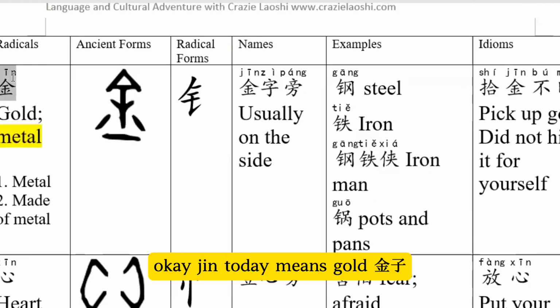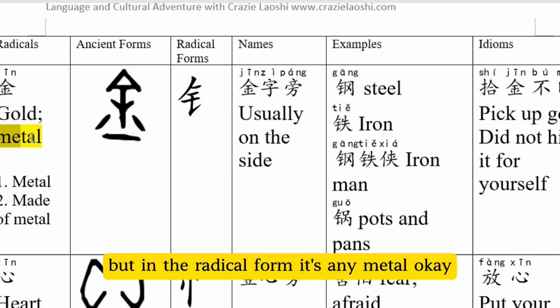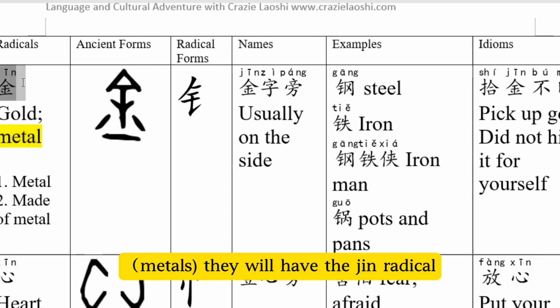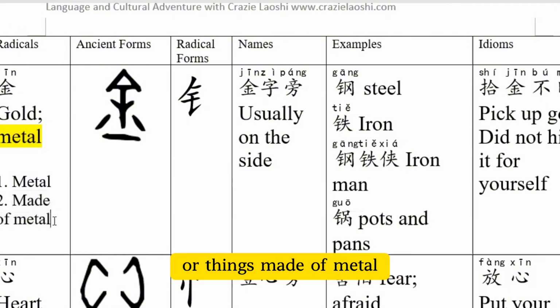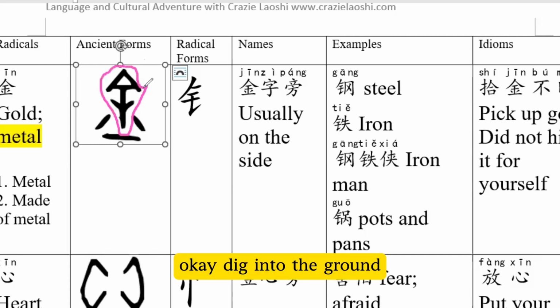Okay, 金 today means gold, 金子. But in the radical form, it's any metal, okay? They will have the 金 radical or things made of metal. So the picture of 金 is actually a little shovel, okay? Dig into the ground and then you find some gold. So that's the image of gold.